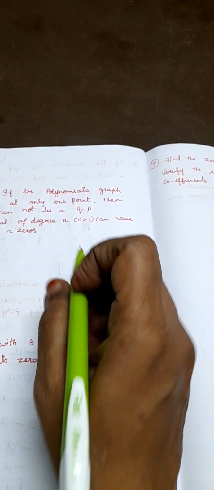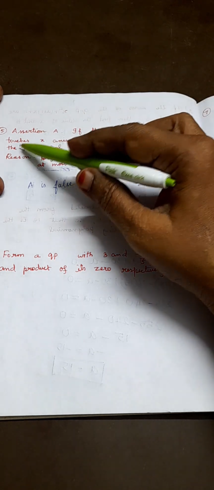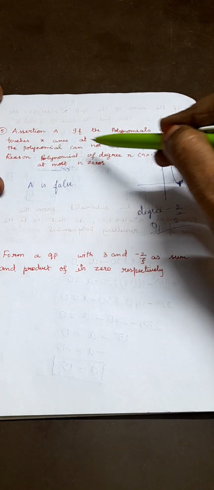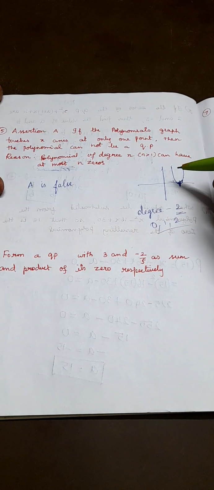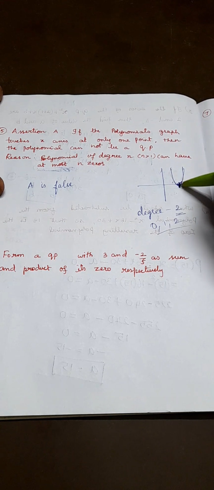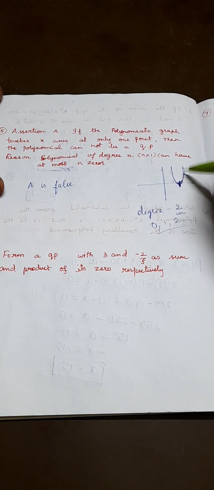The next problem: assertion A is, if the polynomial graph touches the x-axis at only one point, then the polynomial cannot be a quadratic polynomial. It's wrong because the quadratic polynomial can touch the x-axis at only one point like this, right? Okay, and so A is false.